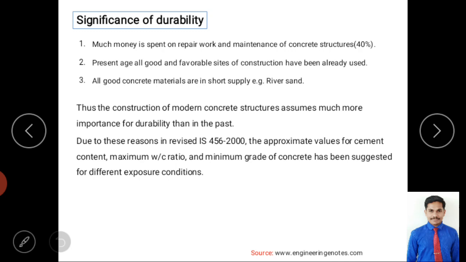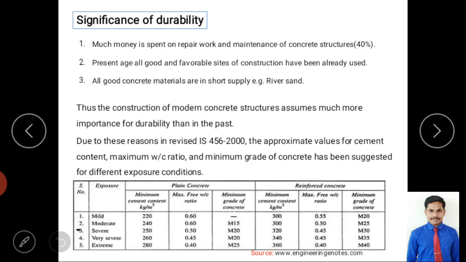for a good structure. Even you can see in this table, serial numbers 1, 2, 3, 4, 5: exposure mild, moderate, severe, very severe and extreme. See, a structure will be exposed to the environment. So what are the different exposures in the environment? These are included and updated because of some hazardous environmental conditions.